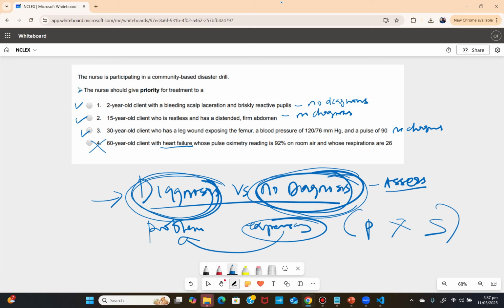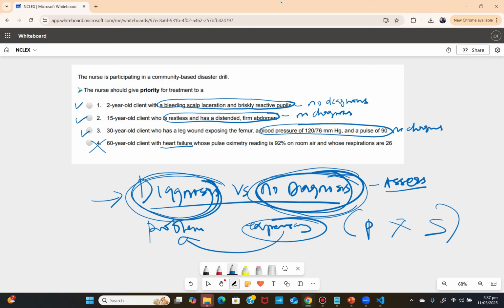So it makes no sense that I should read what is going on, because the principle wants you to prioritize a client that has no diagnosis over a client that has what? Diagnosis. So now I've eliminated four. I'm left with one, two, three. So now I just need to pay attention to what the client is experiencing, so that I can be able to prioritize whether the client is stable or not.